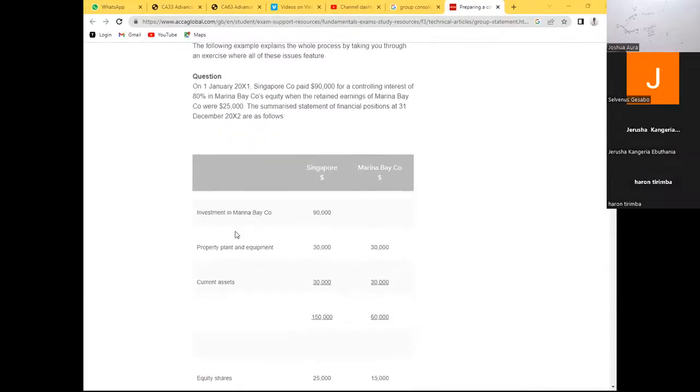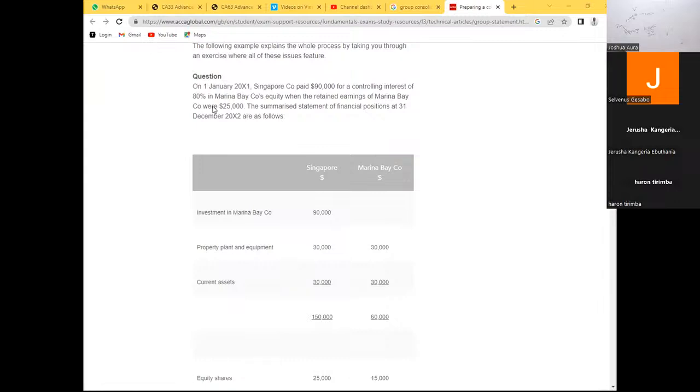So I simply want us to do this question here. It reads: on 1st January 2021, Singapore company paid $90,000 for a controlling interest of 80% in Marina Bay Company's equity when the retained earnings of Marina Bay Company was $25,000.